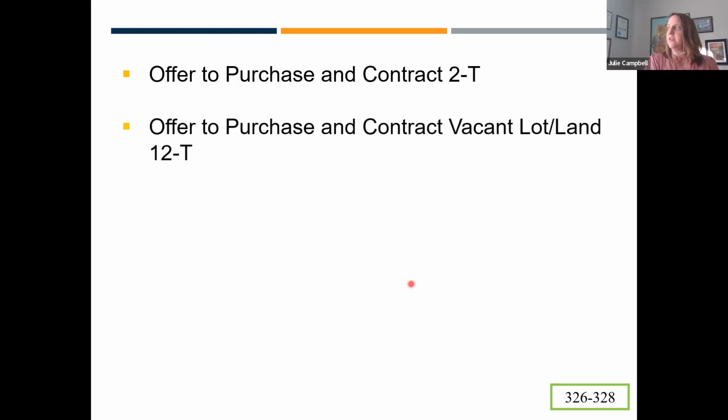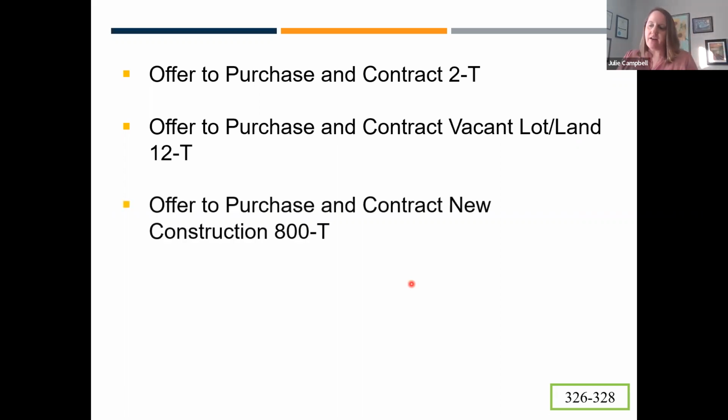We also have 12T, which is for situations with a vacant lot or land. There's no structure on the property. You're selling land, a vacant lot or land. So we have an offer to purchase and contract for that scenario. We have 800T, which is an offer to purchase and contract for new construction. We'll look at these briefly next weekend. But again, the star, the highlight of the show next weekend will be 2T.